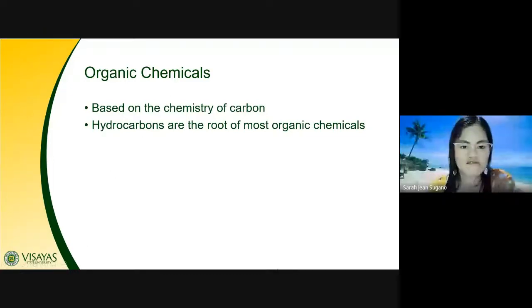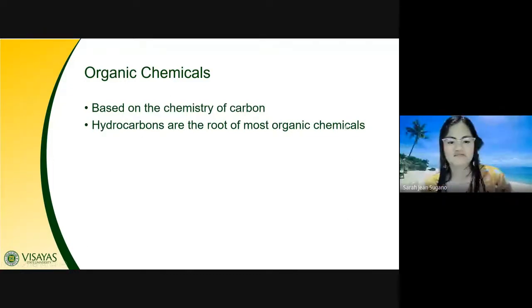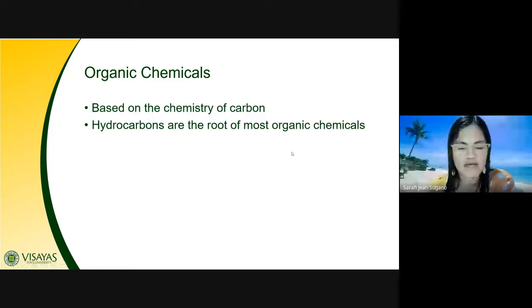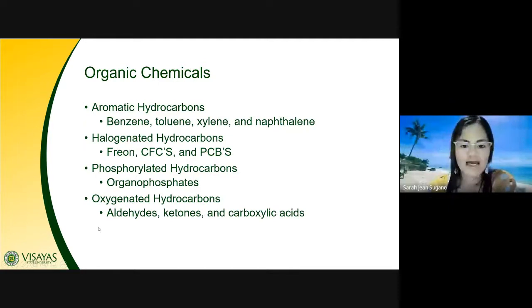So, organic chemicals. We are now in the organic chemicals. This is based on the chemistry of carbon and hydrocarbons, where carbon, hydrogen, and oxygen are the primary composition of these organic chemicals. These are the roots of most organic chemicals: hydrogen, carbon, and oxygen.